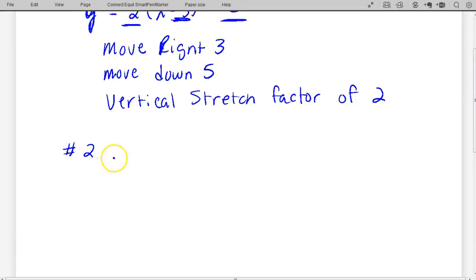Let's see, what about number 2? Number 2. Identify the vertex and the line of symmetry for the function y equals 5x squared minus 2x plus 7. And then the easiest way to do this, of course, you can always graph it, so that's going to be your go-to.